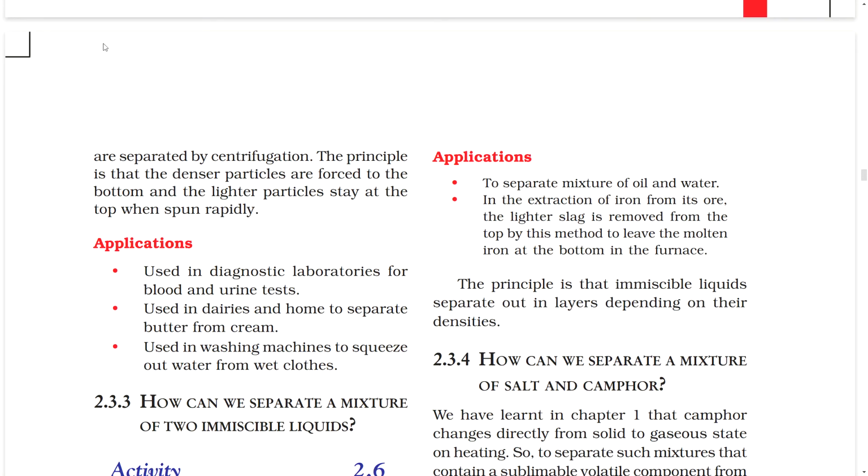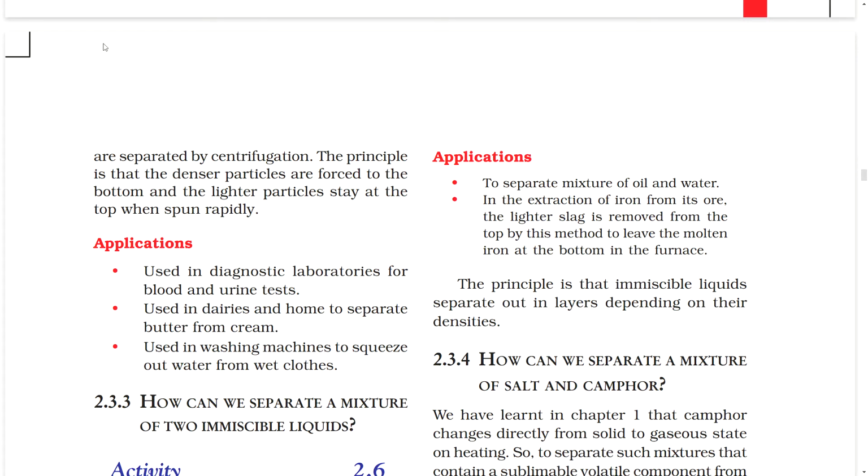Applications. To separate a mixture of oil and water in the extraction of iron from its ore. The lighter slag is removed from the top by this method to leave the molten iron at the bottom in the furnace. The principle is that immiscible liquids separate out in layers depending on their densities.